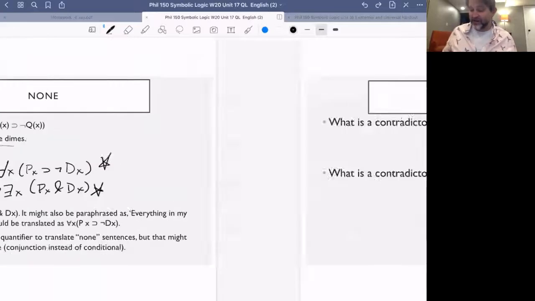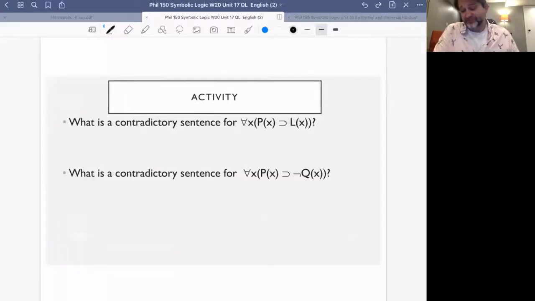Okay, moving right along. So let's think about this. What is a contradictory sentence for: for all x, Px then Lx? So what's something that contradicts for all x, Px then Lx? We might want to put some meat on the bones of this sentence, as it were, to think about this. So what would contradict the sentence, all the coins in my pocket are loonies? Well, it would contradict this to say none of the coins in my pocket are loonies.